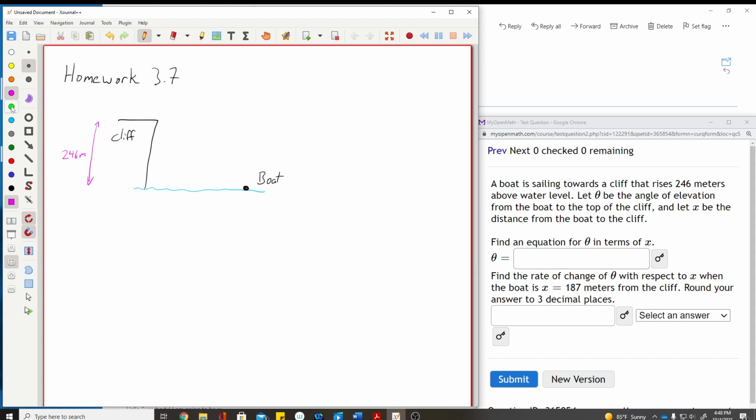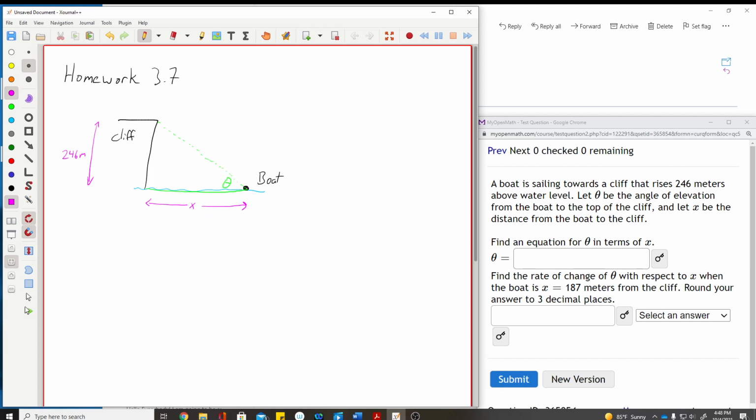Okay, and if we were a person on the boat looking up at the cliff, then there would be an angle of elevation. We're going to call that theta. And then we also have the distance from the boat to the base of the cliff. We'll call that x. We do leave that as a variable because presumably the boat is moving, and so that distance can change over time.